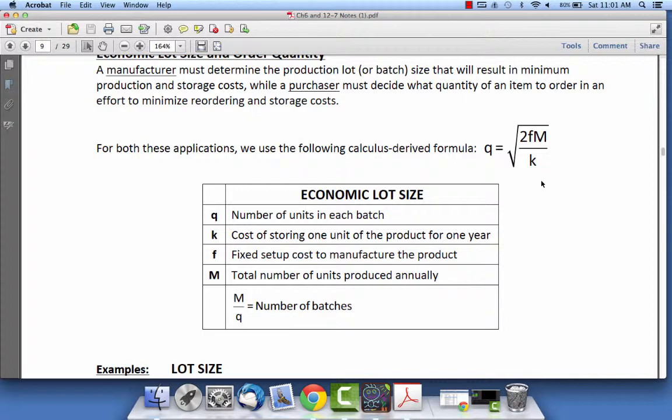Q stands for the number of units in a batch. K is the cost of storing 1 unit for 1 year. Little f is the fixed setup cost, and M is the number of units produced total. So if you take the total number of units produced per year and divide by the number of units per batch, then you get the number of batches.